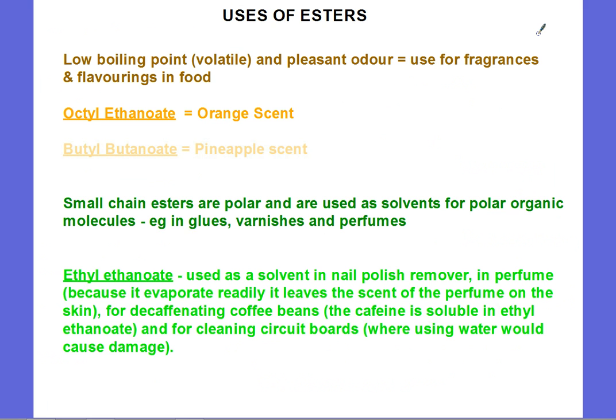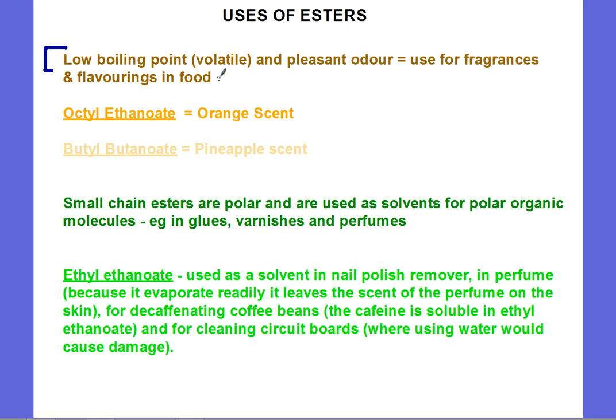And that moves on to uses of esters. So what are esters used for? Now, esters, as we said, have relatively low boiling points because they don't form hydrogen bonds. They just have some polar bonding or dipole-dipole bonding, which means they're volatile, but they have a pleasant odor, and that means as they're evaporating, that odor gets into the air, which we can smell, and therefore they're used for fragrances and flavorings in food.